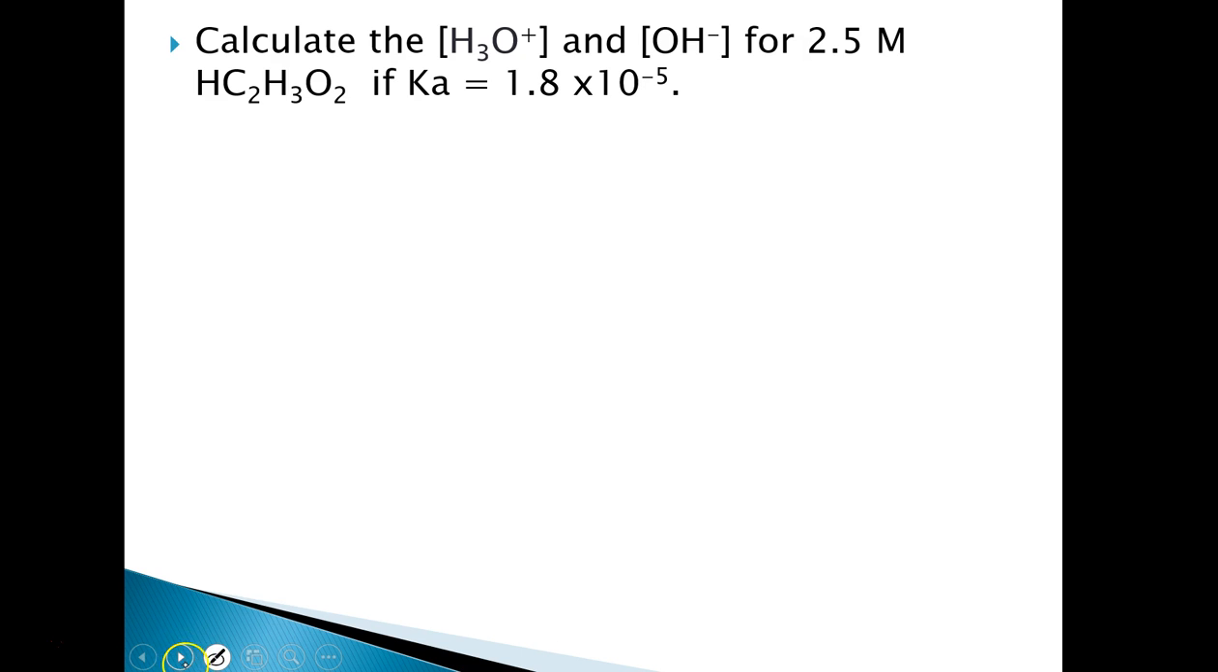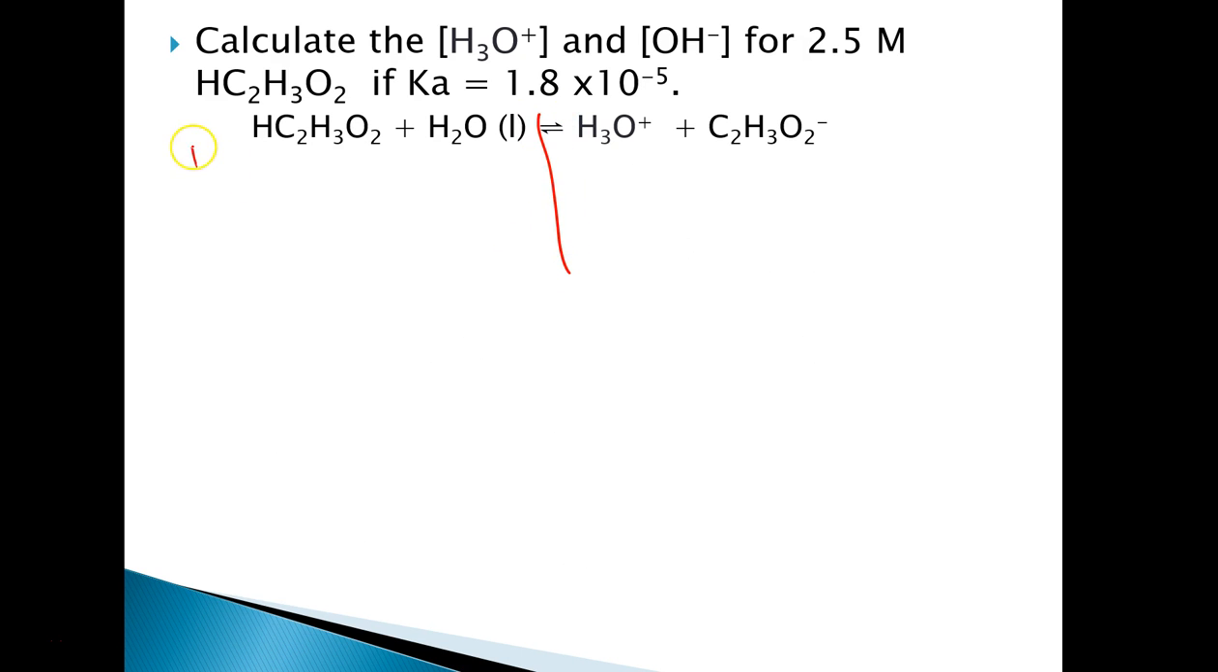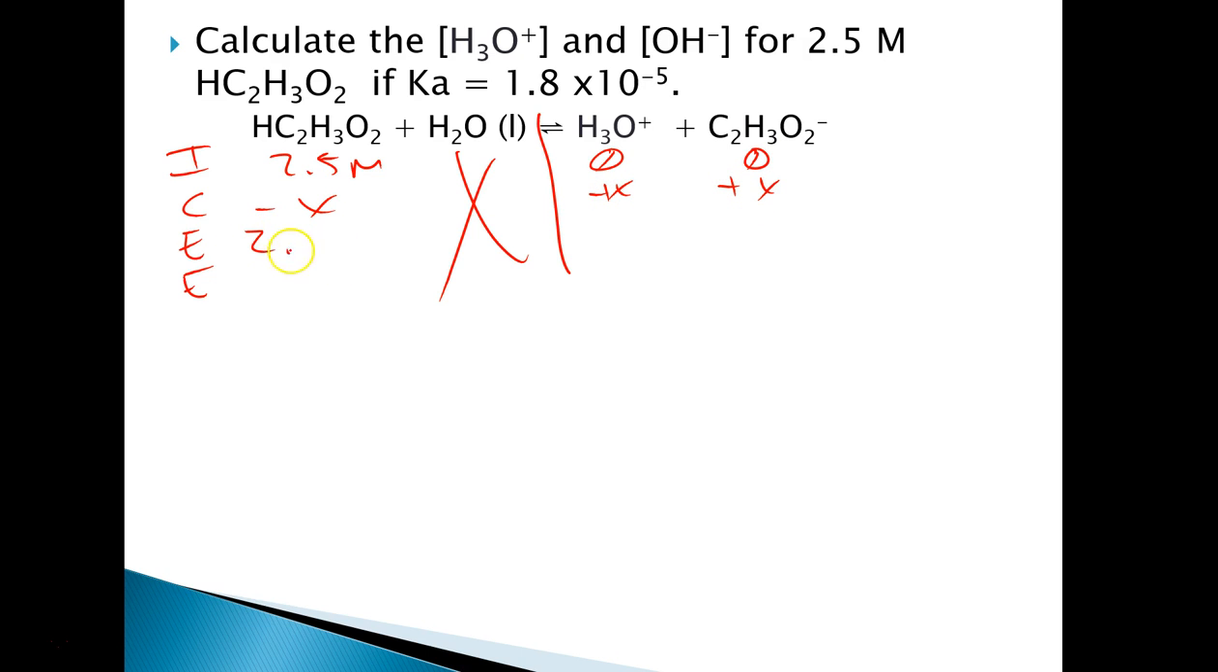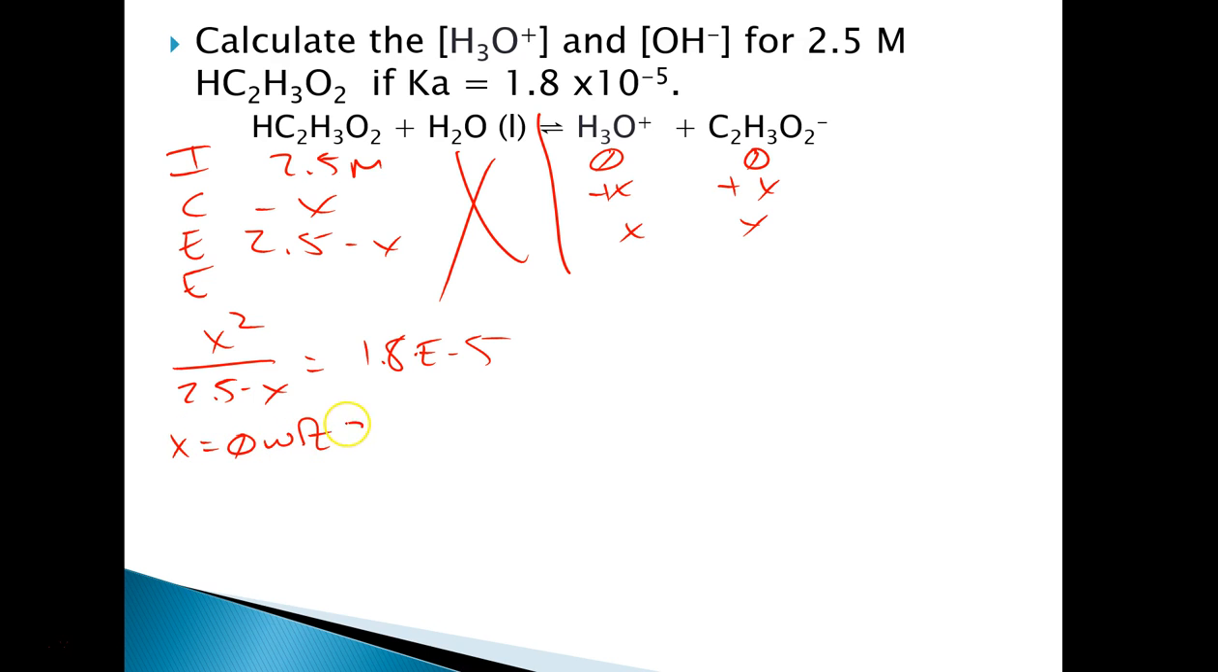So let's try this one. Okay? There's the reaction. I'm going to set up my ICE table. Water gets a big X. 2.5 molarity. This is acetic acid, vinegar. Subtract X, add X, add X. At equilibrium, you got 2.5 minus x, x, and x. Putting them into the Ka, products over reactants, of x squared over 2.5 minus x equals 1.8 e negative 5. And again, x equals 0 with respect to 2.5. So that goes away.